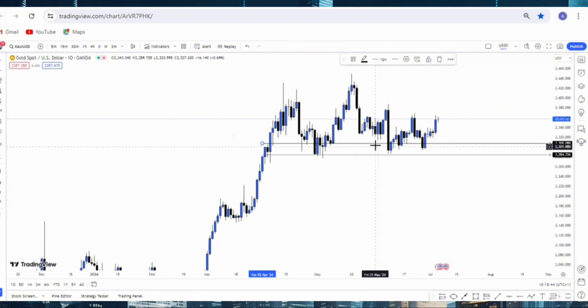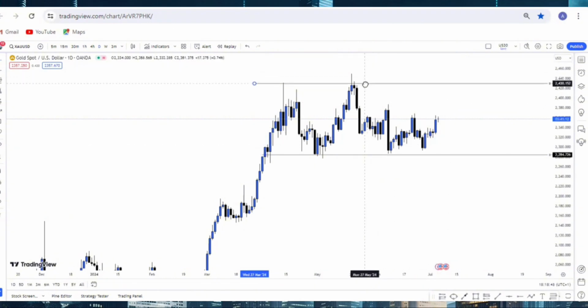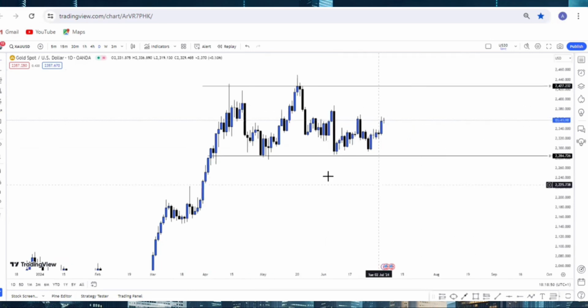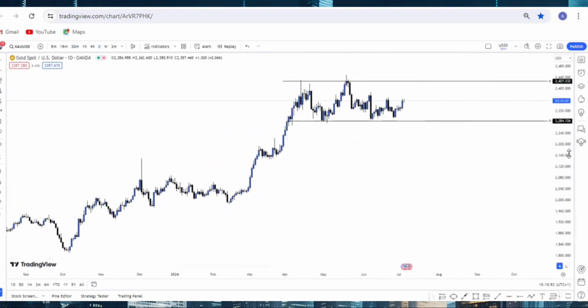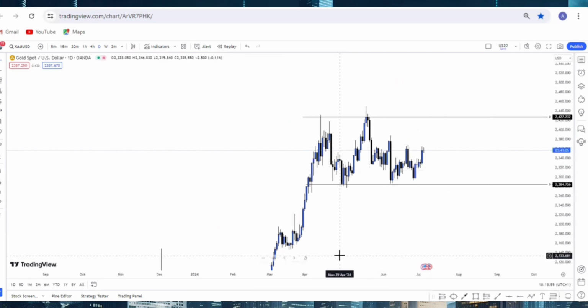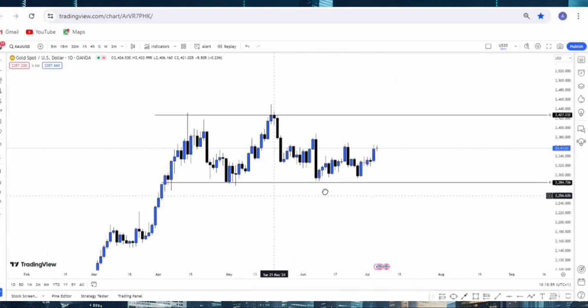Then I'll have to clone this now, and put it at the daily resistance there. So now this is the structure, the gold structure from the daily time frame. Now, do we still have other zones? Do we still have other key levels here?